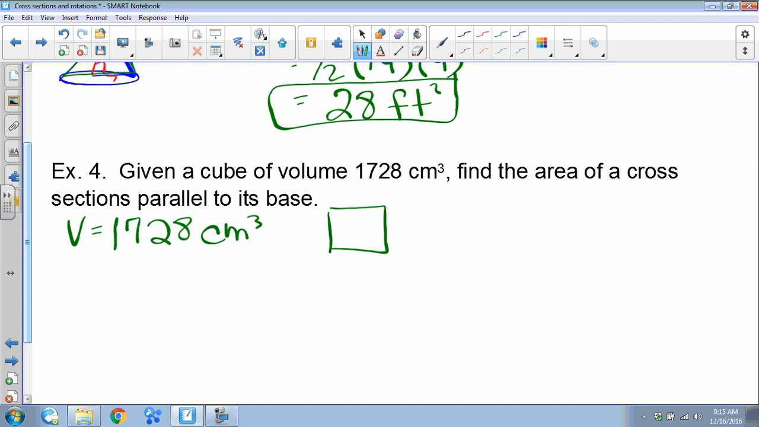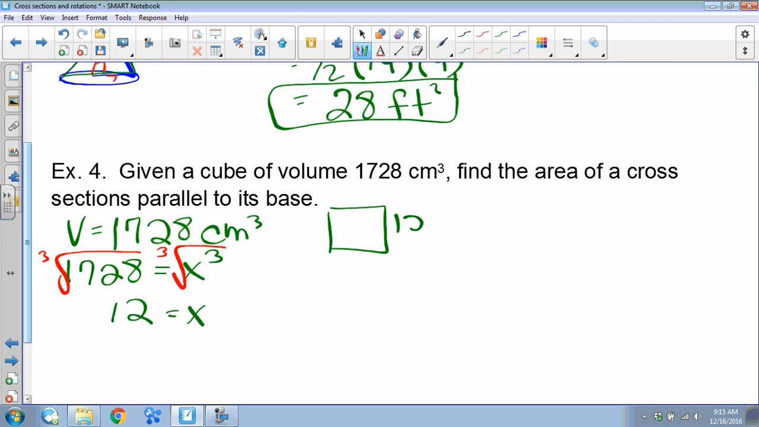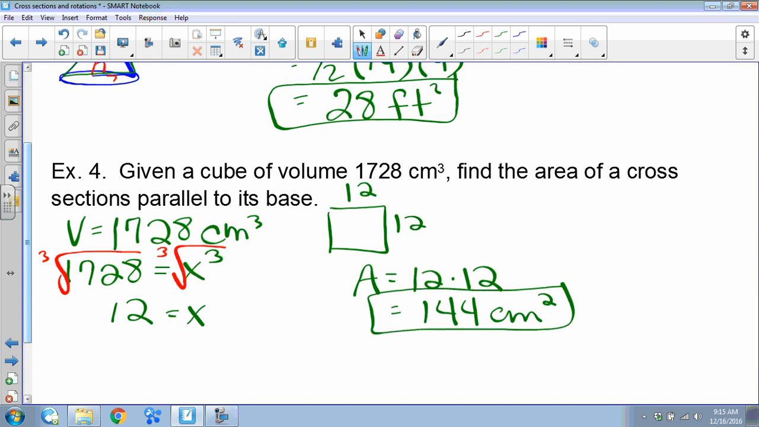Because the volume of a cube is the length, the width, and the height are all the same, correct? So I say 1728 equals x to the third power, because it's x times x times x. They're all the same. And so you take the cube root of both sides, and you get that the length of each side is 12. So the area is 12 times 12, which is 144 centimeters squared. You have to make sure that you get the unit correct.